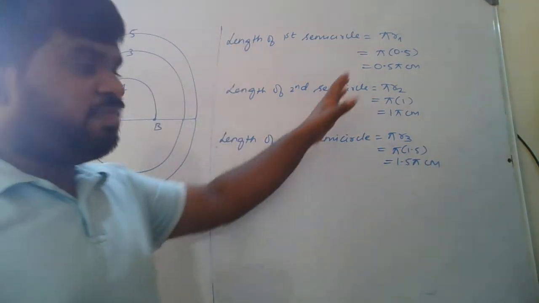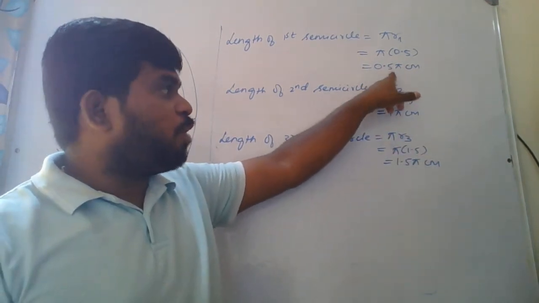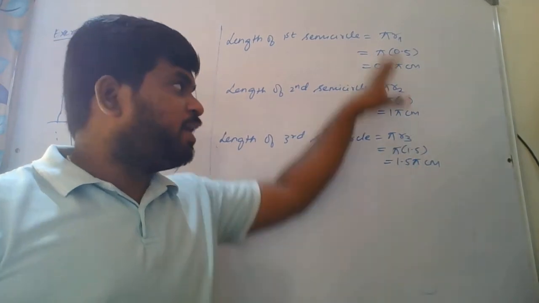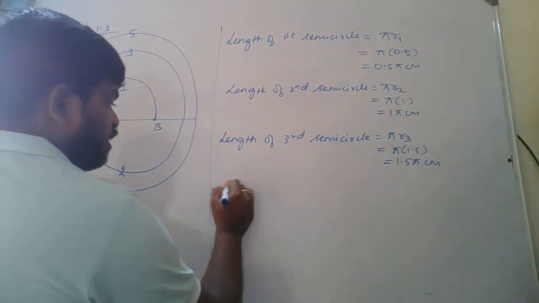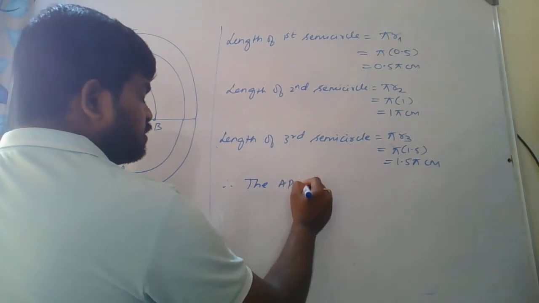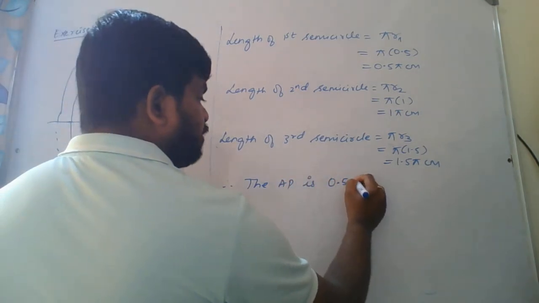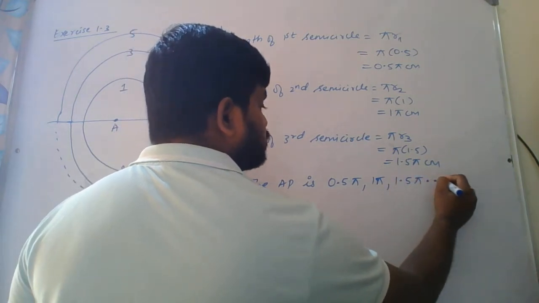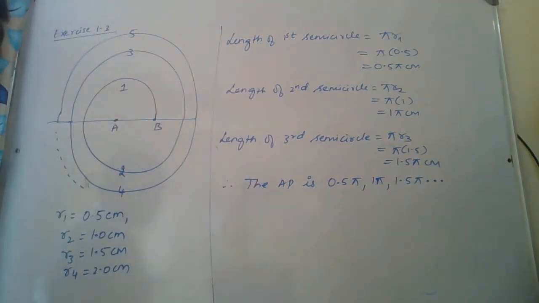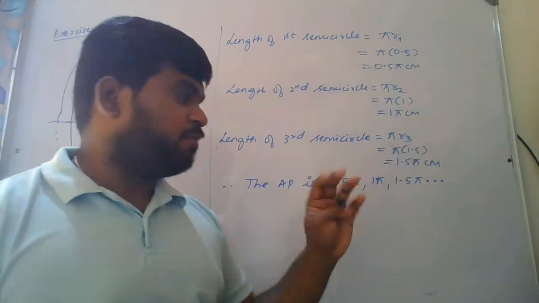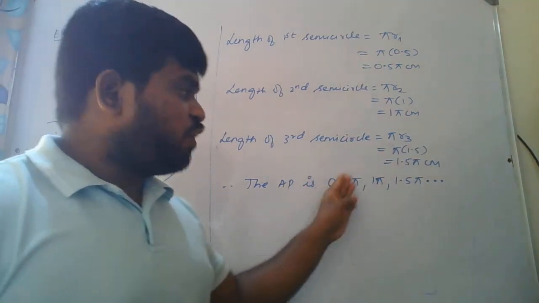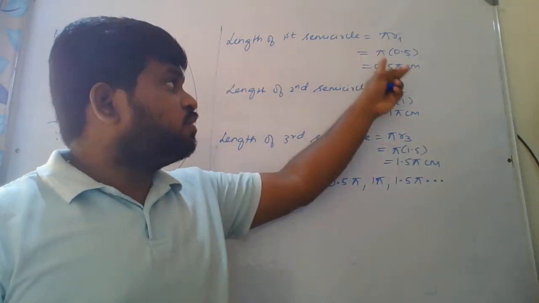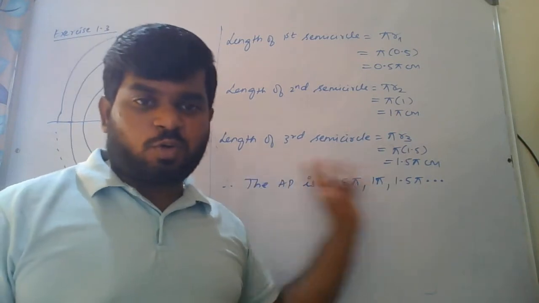If you observe, these lengths are forming an AP: 0.5 pi, 1 pi, 1.5 pi, next 2 pi, 2.5 pi. These are forming an AP. Therefore, the AP is 0.5 pi, 1 pi, 1.5 pi, and so on. Now we have to add all of this. We have to find the total length of 13 semicircles. So this length plus this, totally 13.